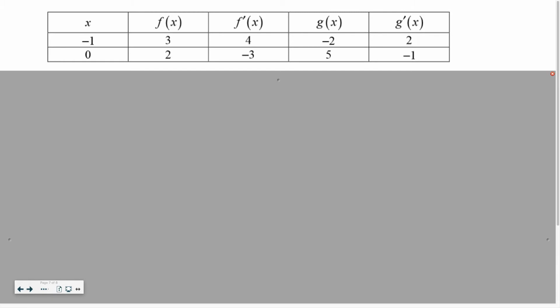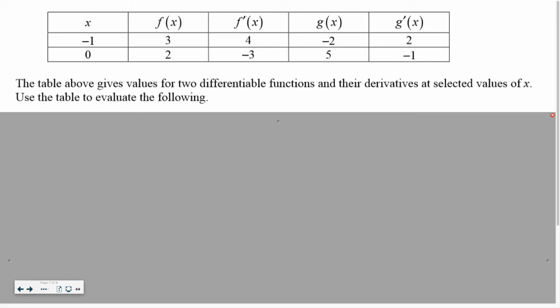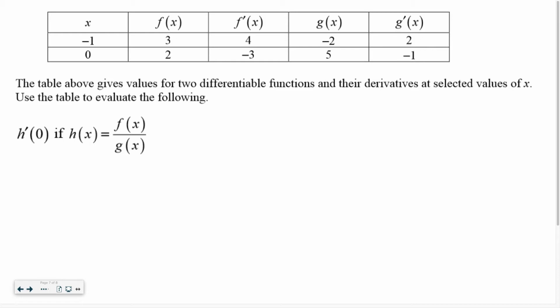What I am going to ask you, and you don't need to write down these words, but this is what it would say with it. It would say the table above gives values for two differentiable functions and their derivatives at selected values of x. Okay? It's important that we understand that both functions are differentiable so that these values actually exist. Okay? What we're going to find is this. This is what I want you to write down. H prime of 0 if h of x is f of x divided by g of x.